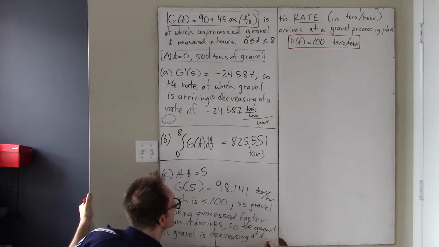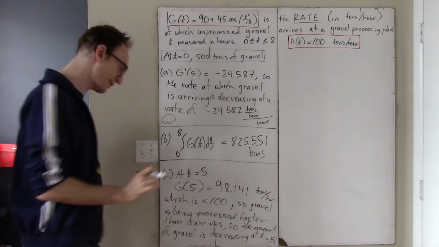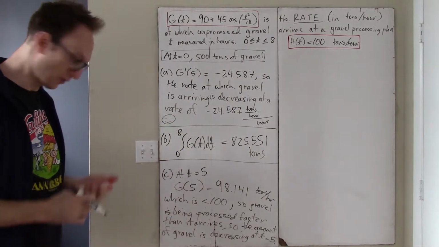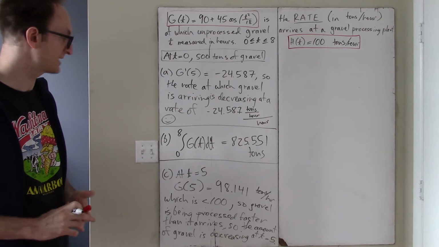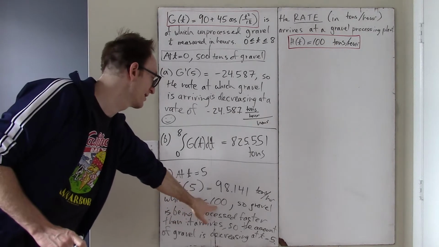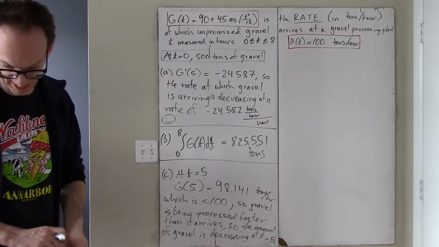At t equals 5, at that moment, the pile of gravel is decreasing, or getting smaller. The amount of gravel is decreasing because it's being processed faster than it's arriving. Okay, I think that's pretty clear.